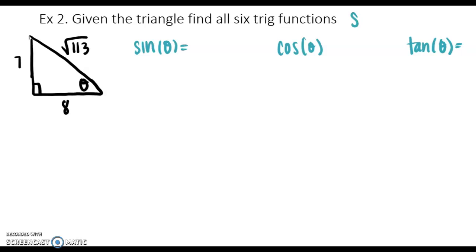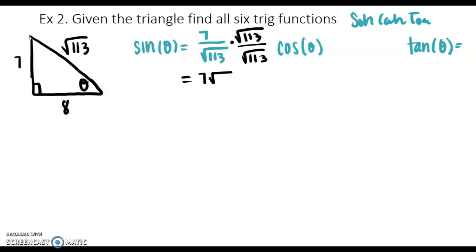So remember SOHCAHTOA. So sine is equal to opposite over hypotenuse. So that's going to be 7 over the square root of 133. And then remember, we don't like to have radicals in the denominator, so we're going to go ahead and rationalize the denominator. So this would be our answer.